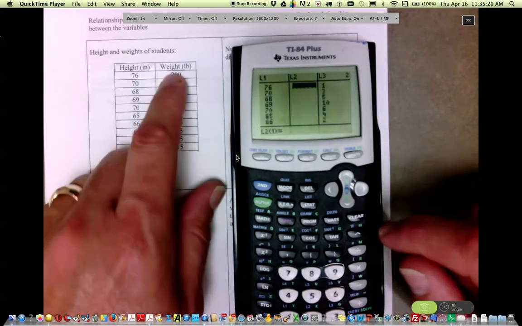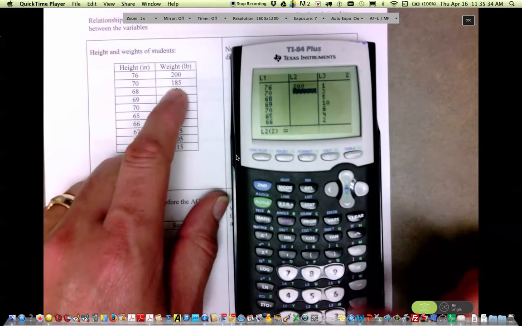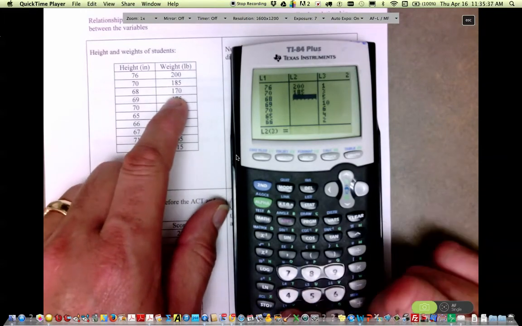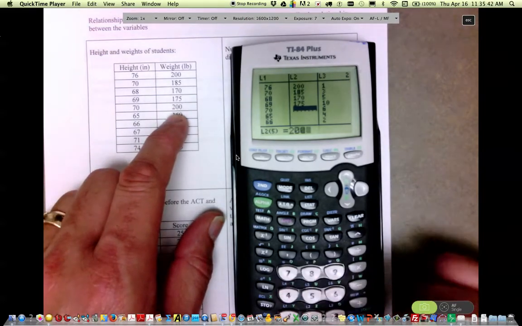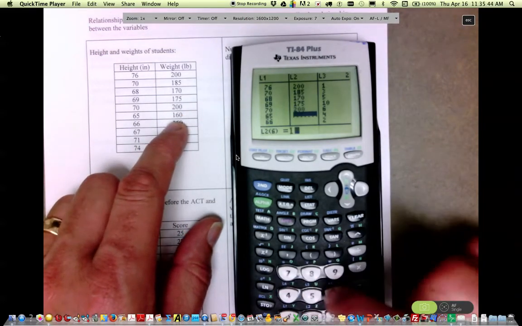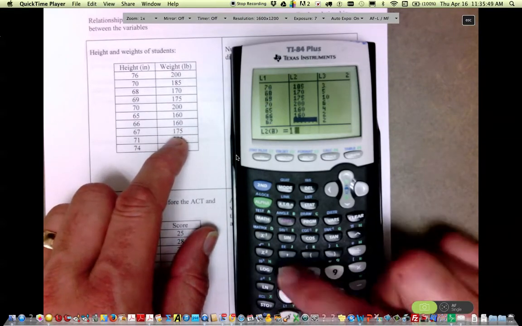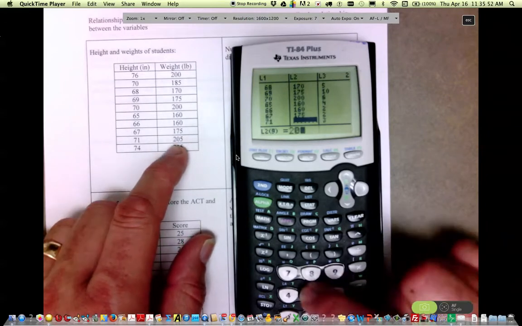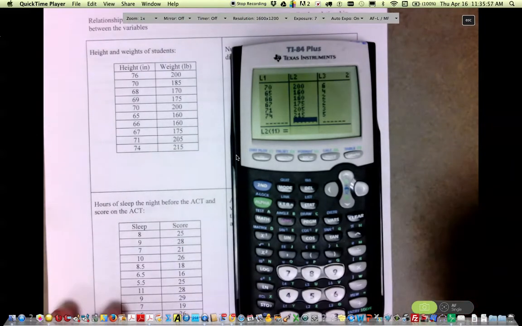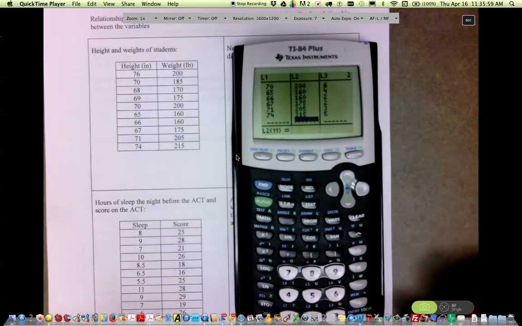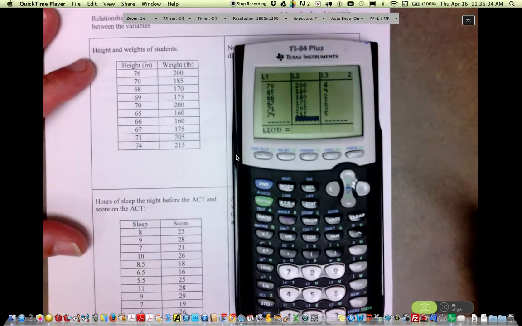Okay, and then I'm going to enter the weights. Just arrow over with the right arrow, and then enter the weights. Okay? Alright, if you're not caught up to me, you can always hit the pause button and pause this video until you get all the numbers in there.